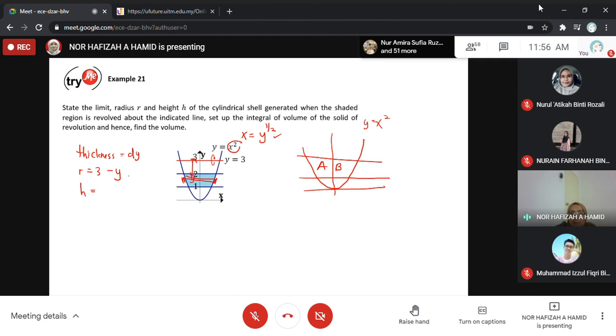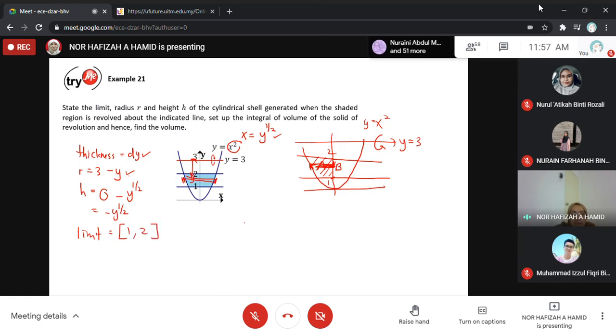Okay. For example, I calculate region A first. For region A, the thickness is the same. We use dy because it revolves about y equal to 3 at the top. So I use a horizontal strip. So r is also the same, 3 minus y. Only h differs: for region A, the right is at 0, so 0 minus the left. The left is the function y^(1/2), so you get negative y^(1/2). And for the limits, since the limit is in y, we directly take 1 to 2. So the limit is from 1 until 2.